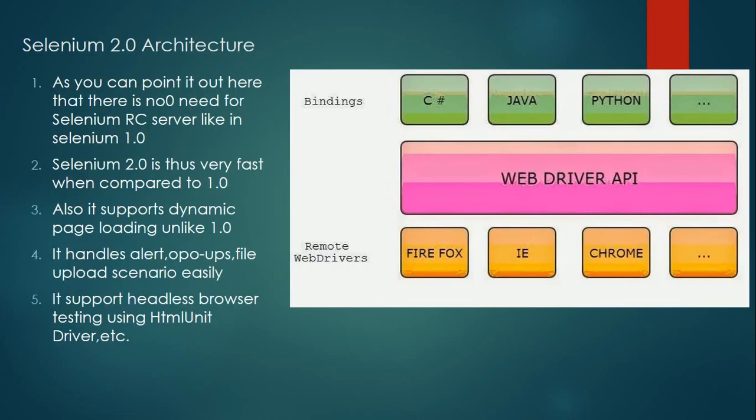So here is the architecture of WebDriver API. You see on the right hand side, you have your code bindings, that is in C Sharp, Java, Python, Ruby, whatever language, and it provides a driver API, WebDriver API. Using WebDriver API, you write a code in Java, and it will directly interact with your multiple browsers. So it is as simple as that. Some features of WebDriver are also very special, like it handles pop-ups, it handles file upload scenarios easily, it is very fast, it supports headless browser testing.